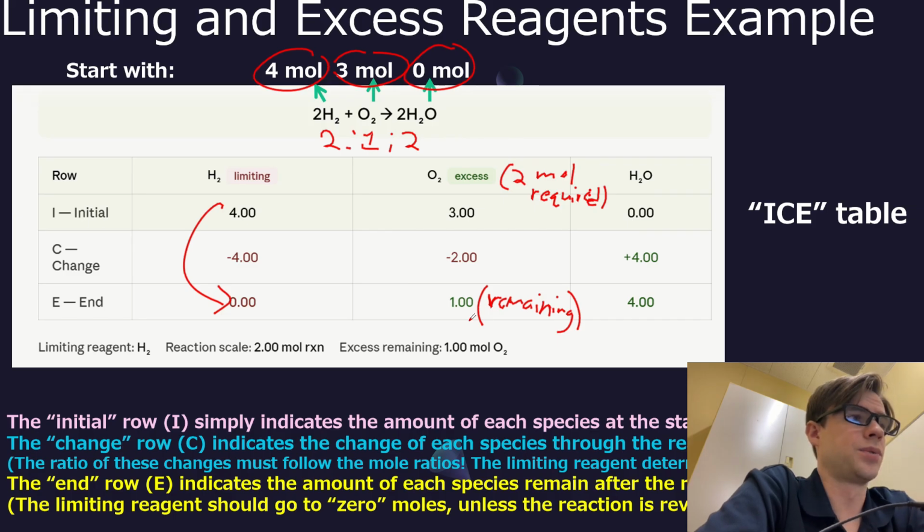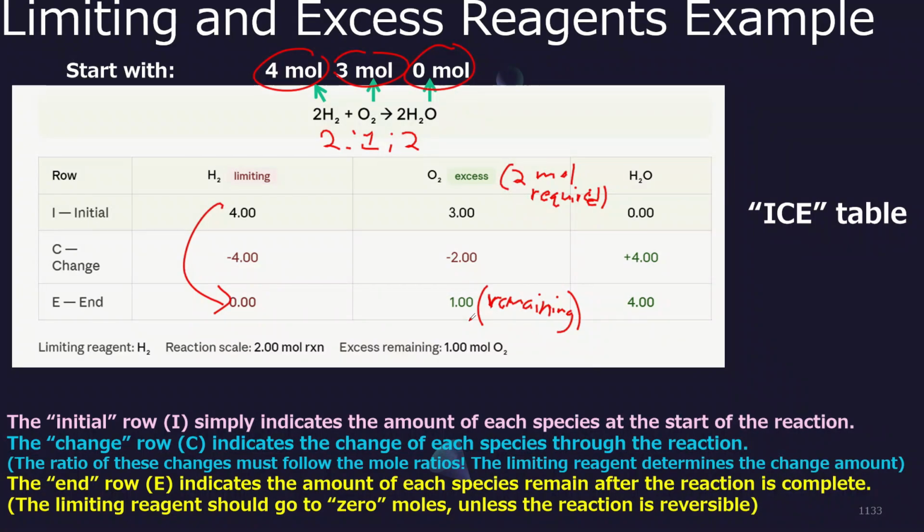All right, so our ice table shows an initial row I that indicates the amount of each species at the start of the reaction. Usually the products will be 0, but there are some weird cases, weird questions where it doesn't start at 0. You're just adding more products to something that already exists. In the middle row then, we have the change row, C. This indicates the change of each species through the reaction. So it's going to be a minus or a plus. For the reactants, it's minus. For the products, it'll be some plus amount.